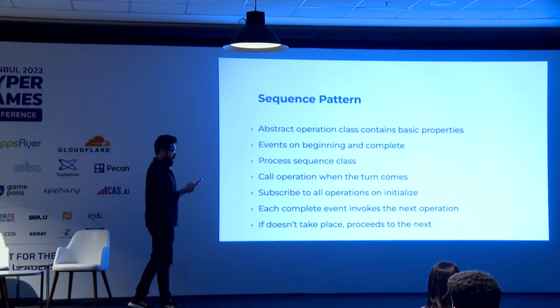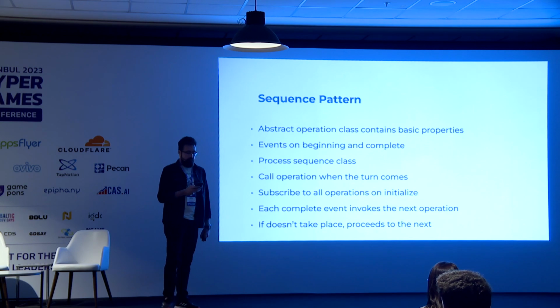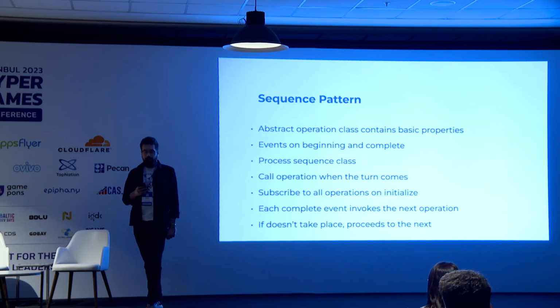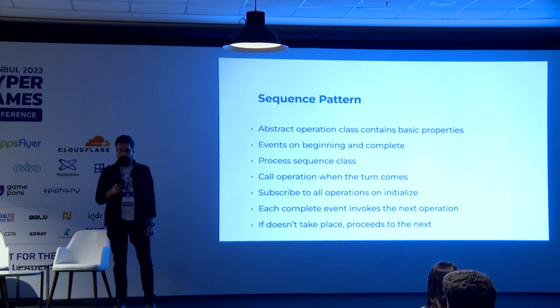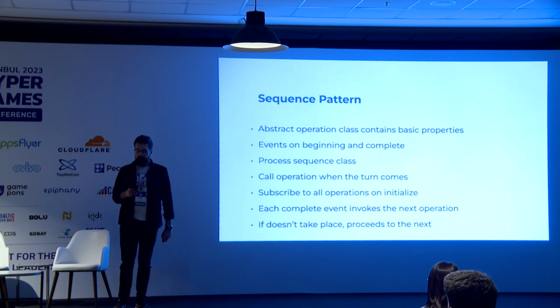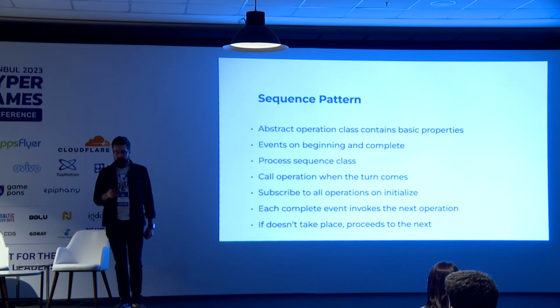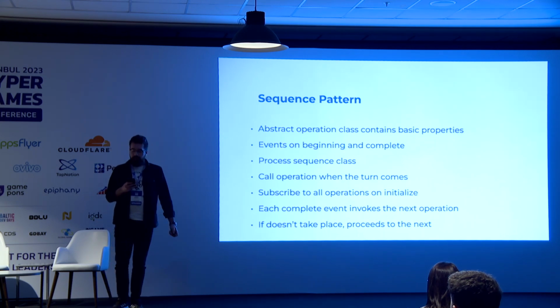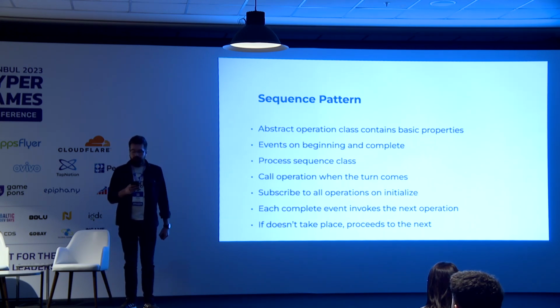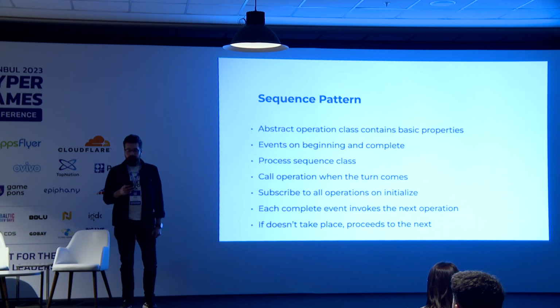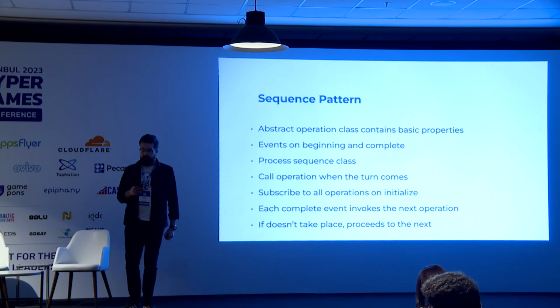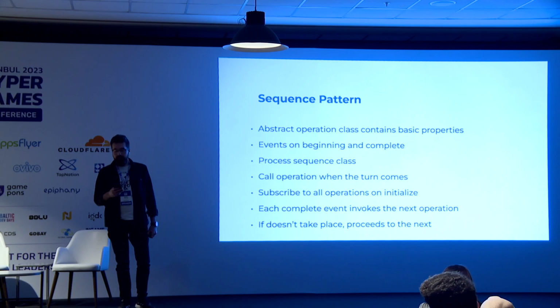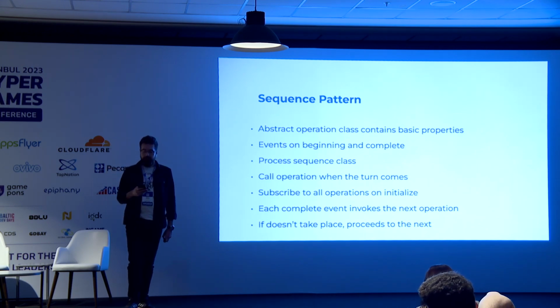Sequence pattern works like this. First of all, we create an abstract operation class that each specific operation will derive from and that contains the basic properties of an operation. This class contains the initialize, start, and complete methods. At the same time, we create events that will be triggered at the beginning and completion of this process.